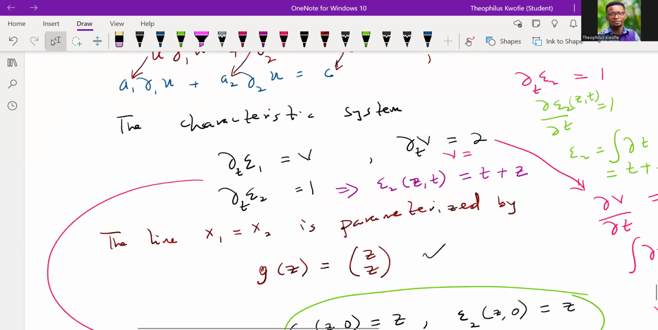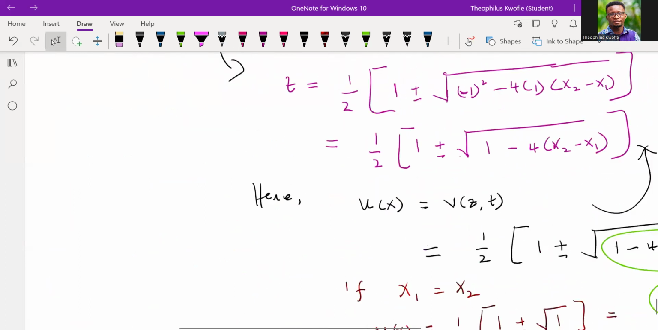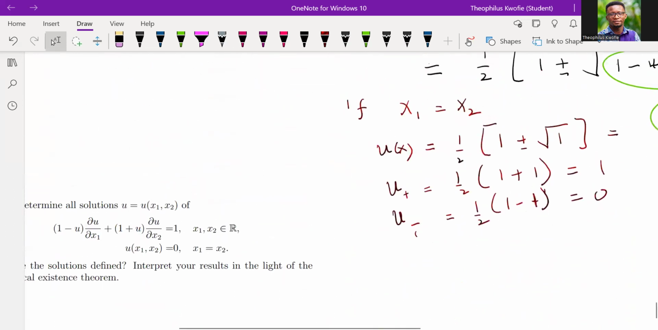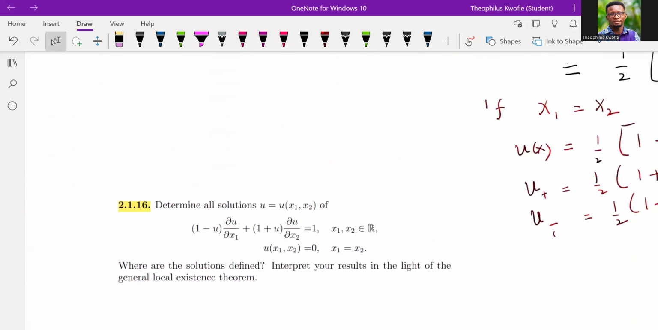All right. So at this point, I would want us to move to the next problem of the day. This is our next problem. How do we determine all solutions of this particular PDE, and where are the solutions defined? I also want to interpret our result in the light of the general local existence theorem. If I were you, I'd pause this video and try to solve it on my own, and afterwards compare my result to this.